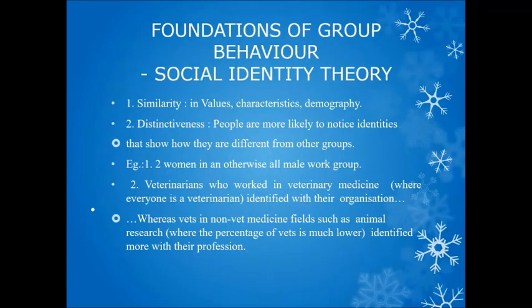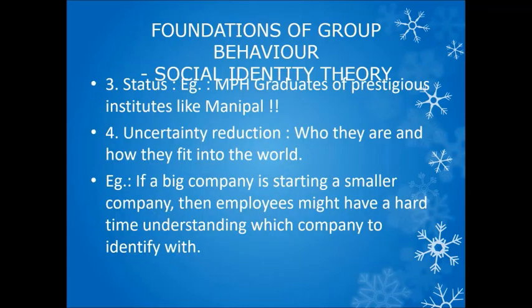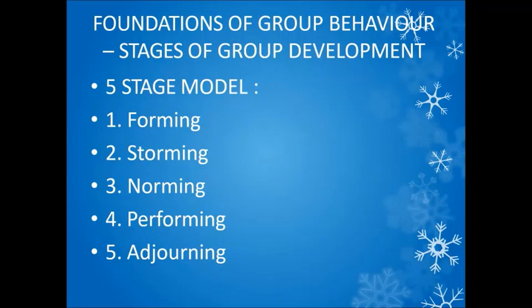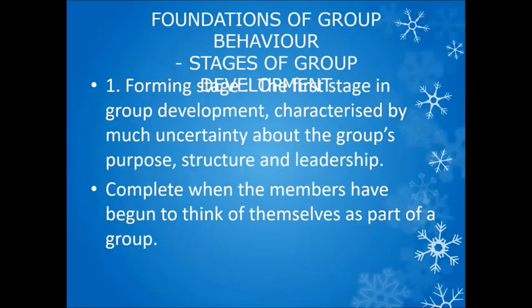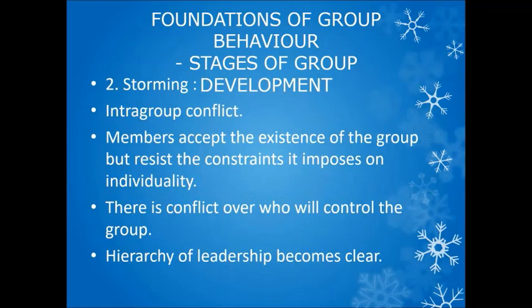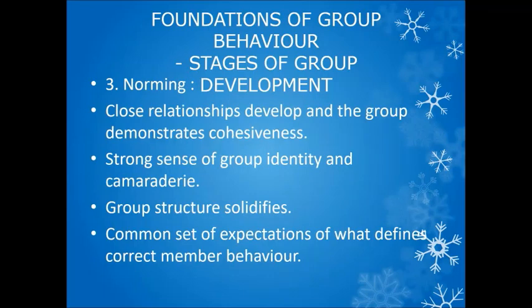Why do people form groups? The answer lies in social identity theory, the perspective that considers when and why individuals consider themselves members of groups. Why do people develop a social identity? Similarity, distinctiveness, status, and uncertainty reduction.